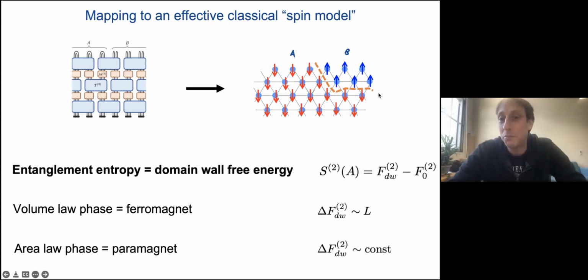And then a domain wall would cost a linear free energy. That's exactly the volume law phase. In terms of the entanglement entropy, it's order L. It's the volume law phase. In the paramagnet, it would cost a constant energy, and that would be the area law phase.